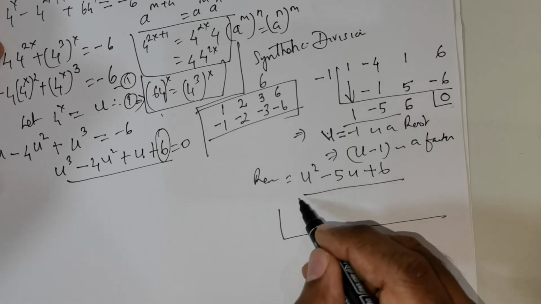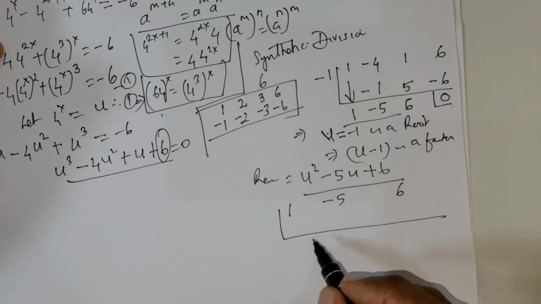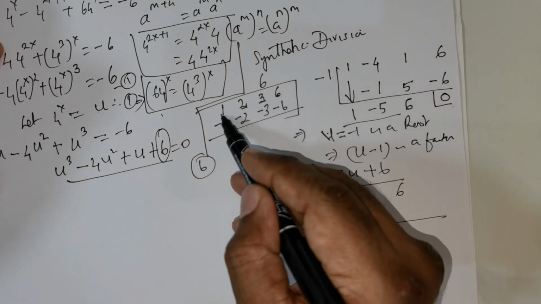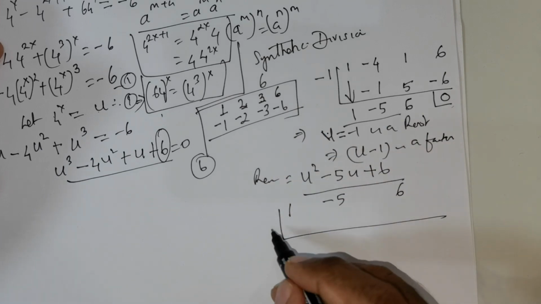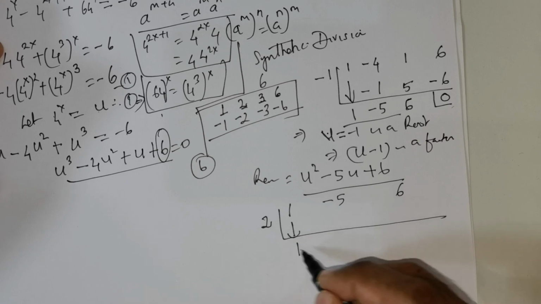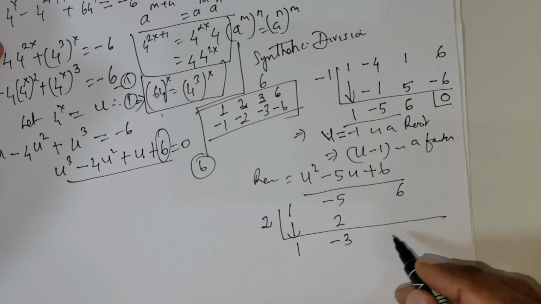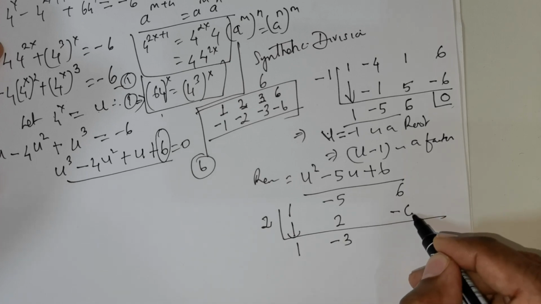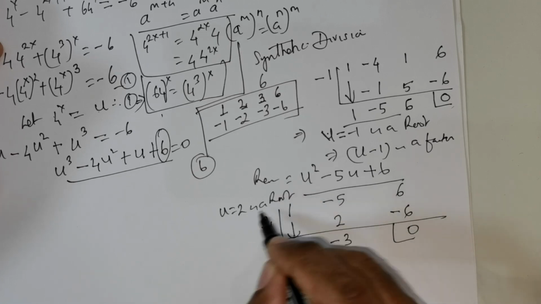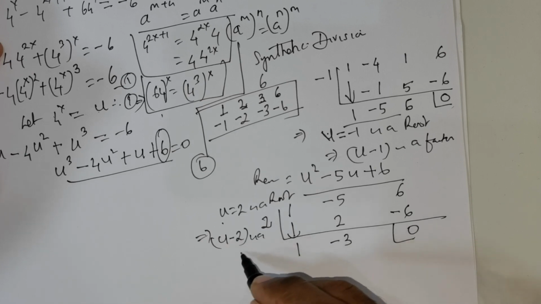Let me do the same method now. Write down the coefficients of the terms. U squared is 1, coefficient of u is negative 5, constant is 6. Now find out the factors of 6. It's already here: 2, 3, 6 and 1. Now I would like to try if 2 is a factor. So take 2 and you push the 1 down. 2 times 1 is 2. 2 added with negative 5 would give you negative 3. 2 multiplied with negative 3 would give you negative 6. So clearly u is equal to 2 is a root, and that would mean u negative 2 is a factor.